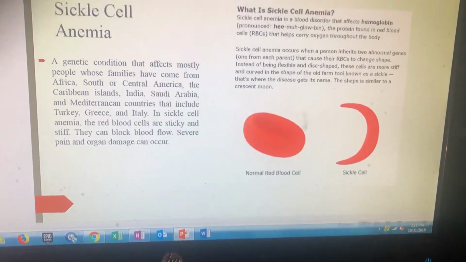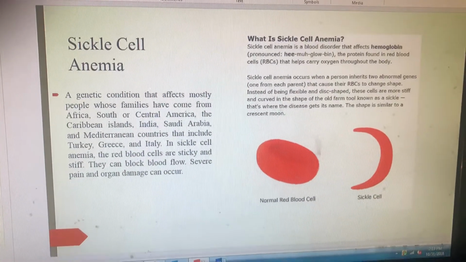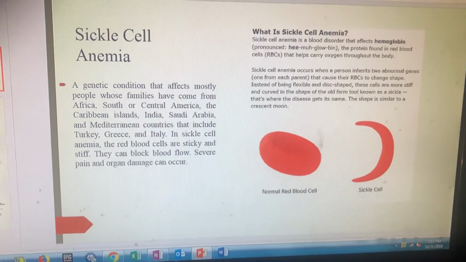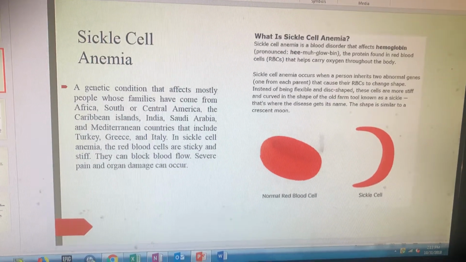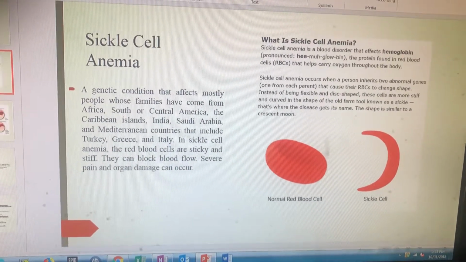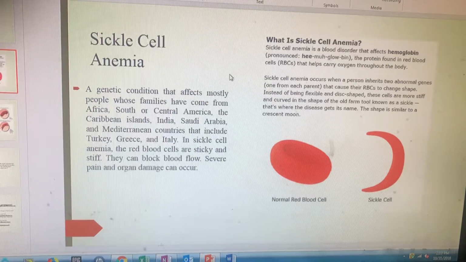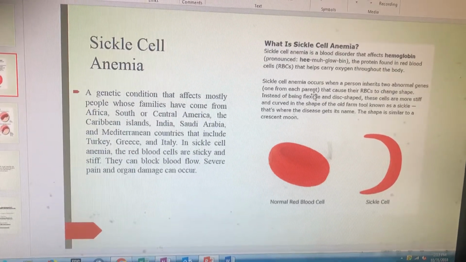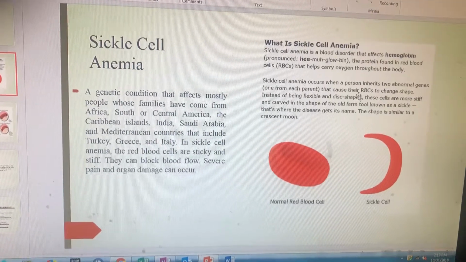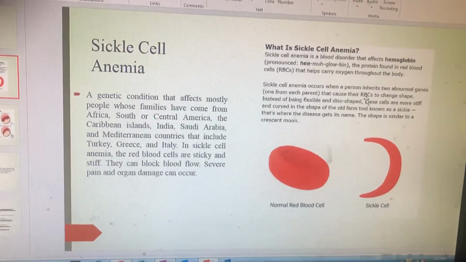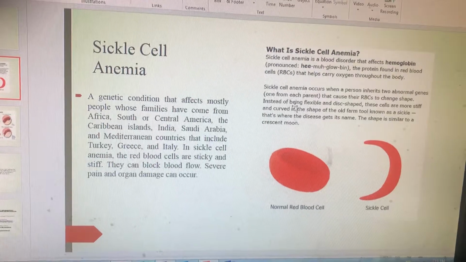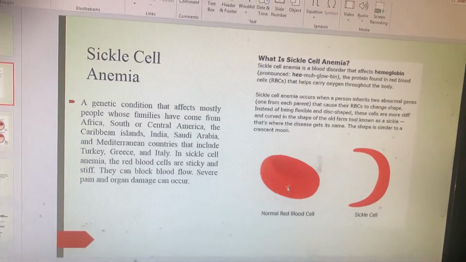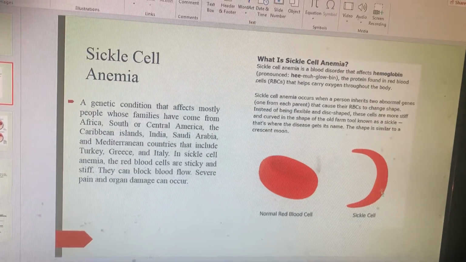What is sickle cell anemia? Sickle cell anemia is a blood disorder that affects the hemoglobin, which is a protein found in the red blood cell. Hemoglobin helps to carry oxygen throughout the body. For you to have sickle cell anemia, you have to have inherited two abnormal genes, one from each parent. And this causes the red blood cells to change shape. So instead of having a flexible disc shape like this, we have a sickle shape.